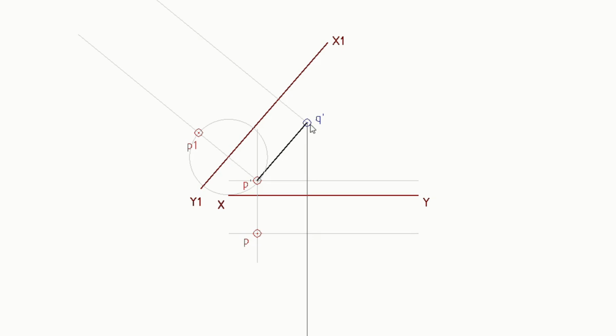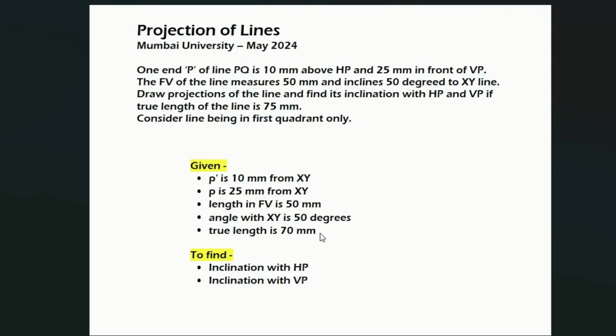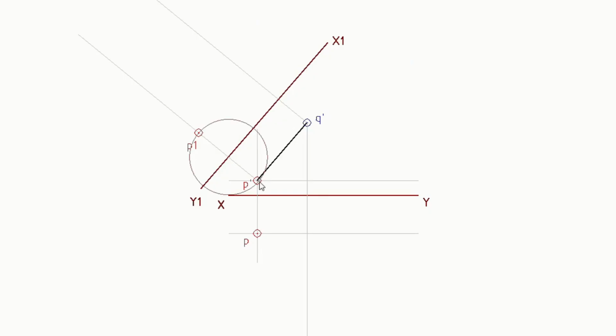To locate point Q, we have been given the true length of the line. As this view is parallel to x1 y1, the length in this view would be the true length, which means we'll have to draw a line of 75 mm from this point, which will intersect this projection. So let's draw that. This 75 mm arc gives point Q, so let's locate point Q here. Now this is point Q1. I'll delete these points right now. But this line connecting P1 to Q1 is 75 mm, and it is the true length.